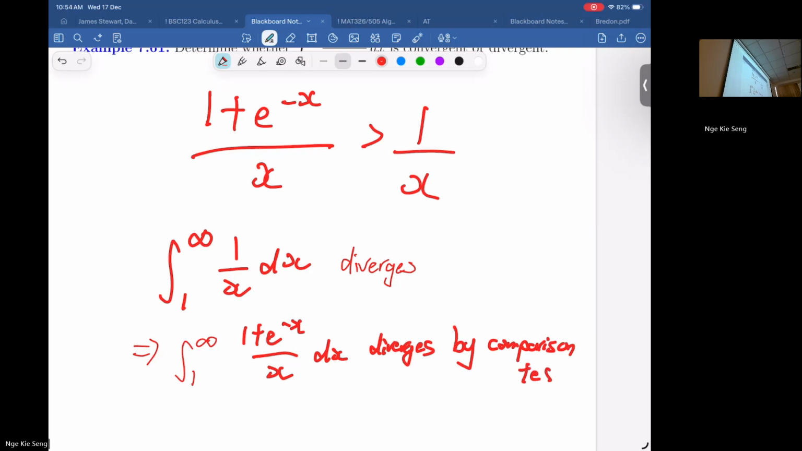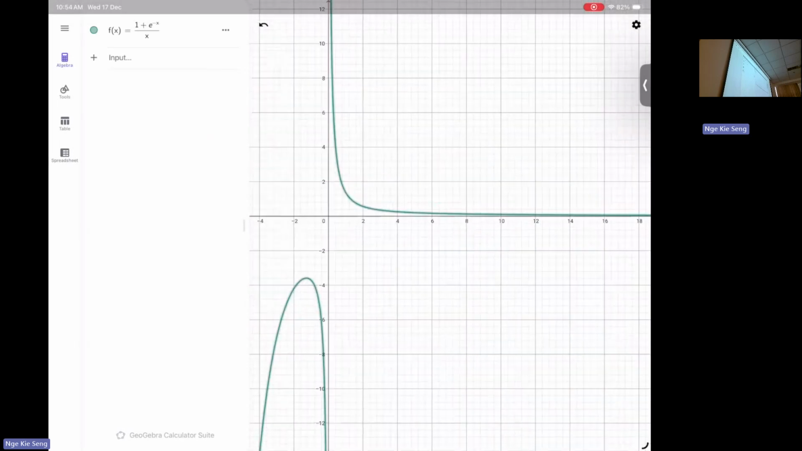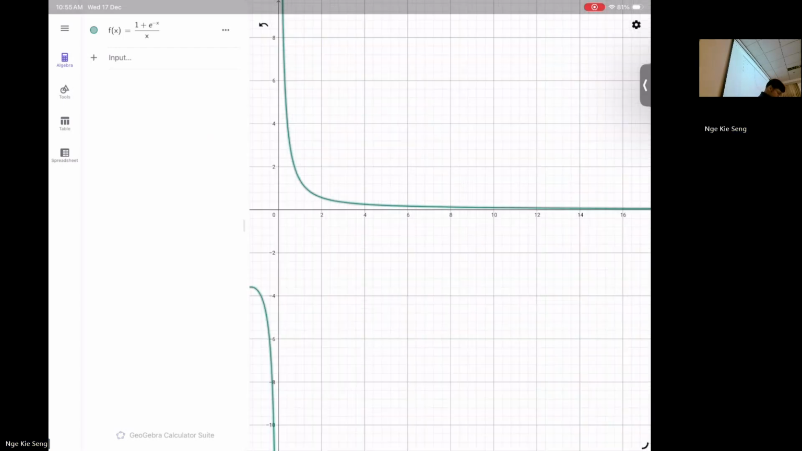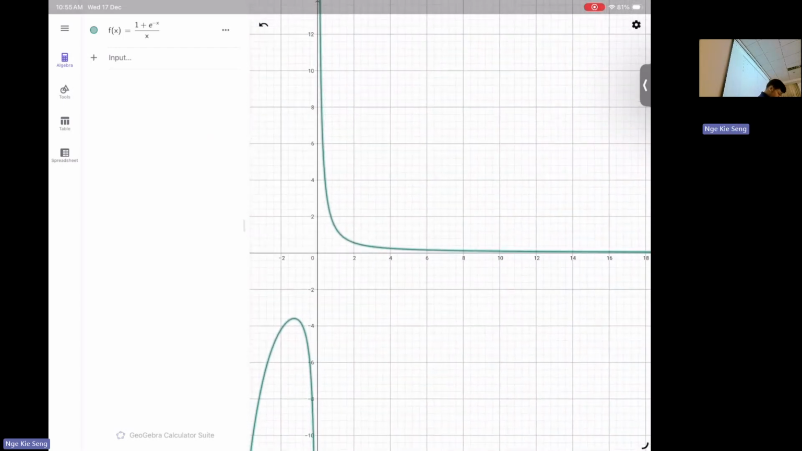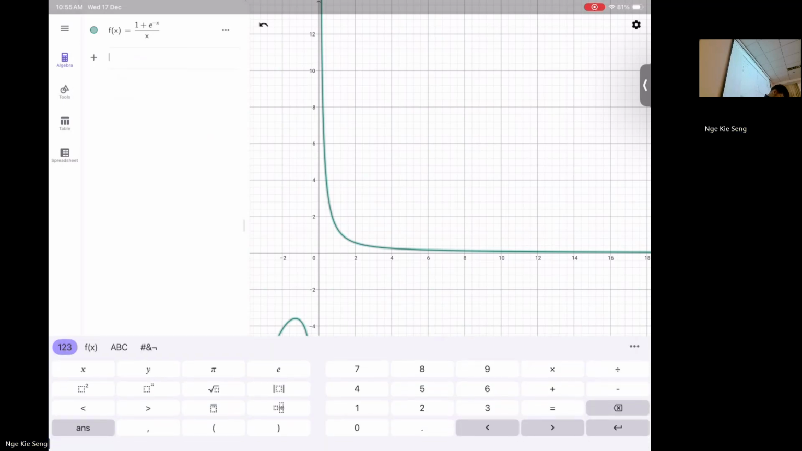Does it make sense? Okay, so if you go back to this picture, although you can see that this function decreases really fast, it contains another function of 1 over x below it that also diverges. Maybe I can plot 1 over x to compare both of them.